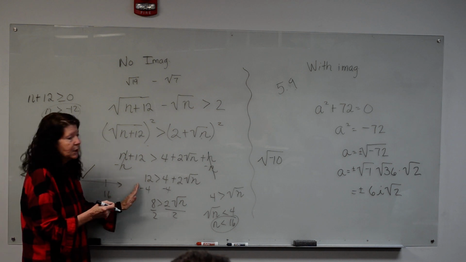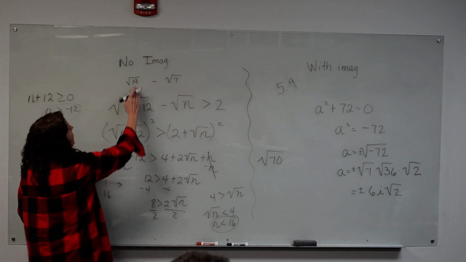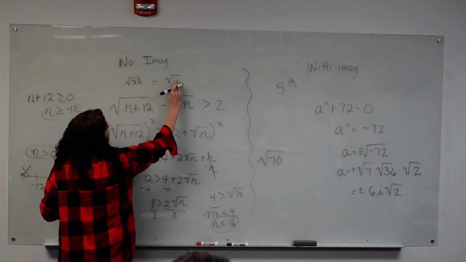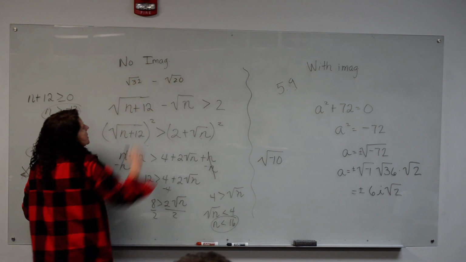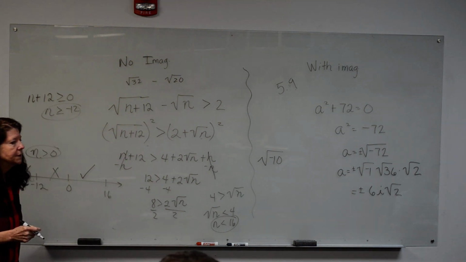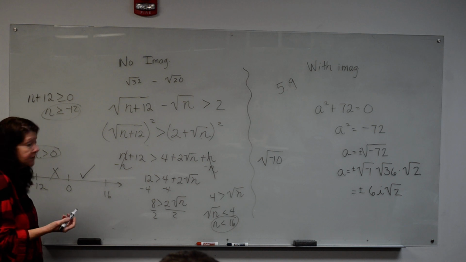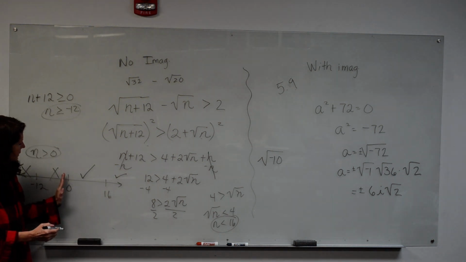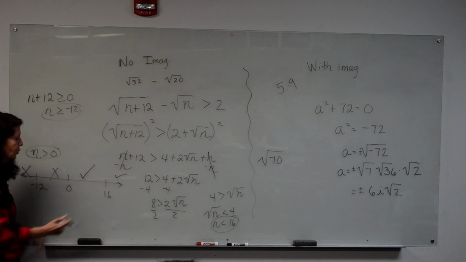Then I'm going to pick something greater than that. So let's pick 20. So this is going to be the square root of 32 minus the square root of 20. Do that and tell me if it's greater than 2. 5 point something, so yes. That's greater than 2. So here's what I know. Everything 0 and above works.